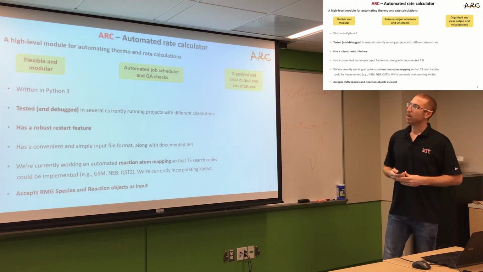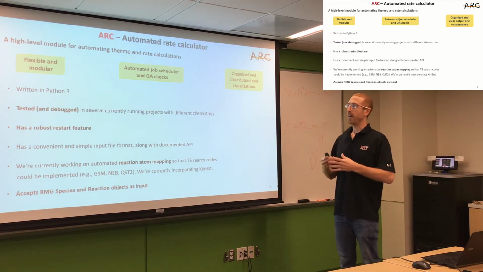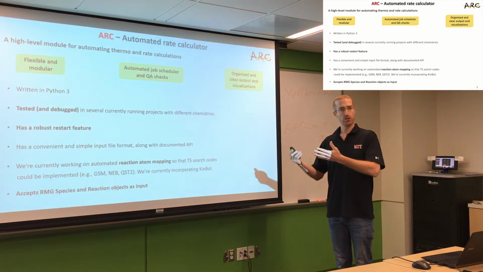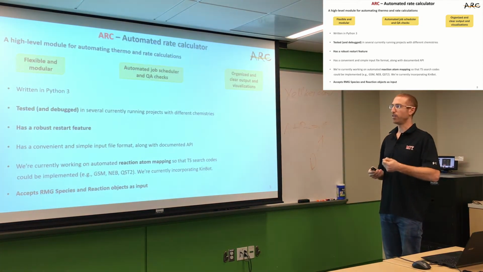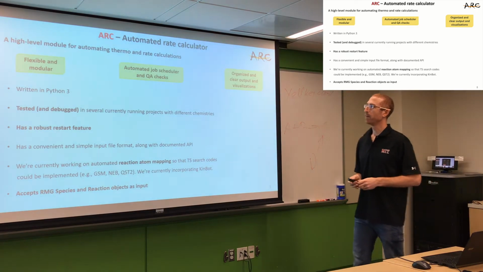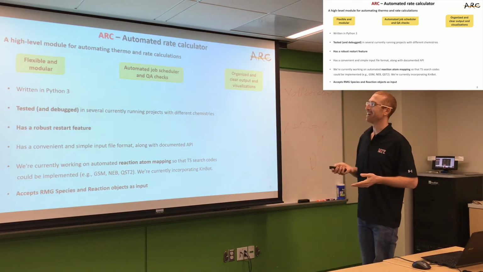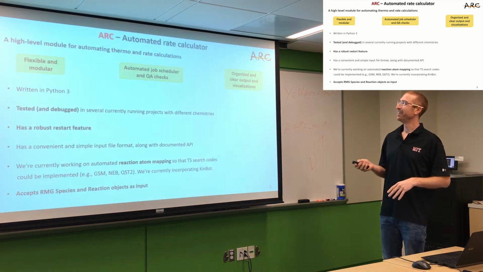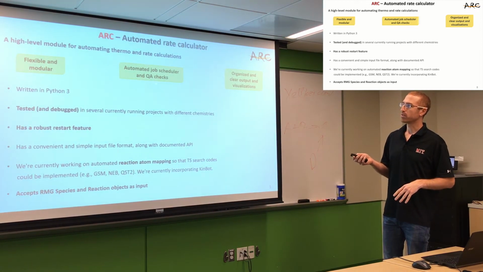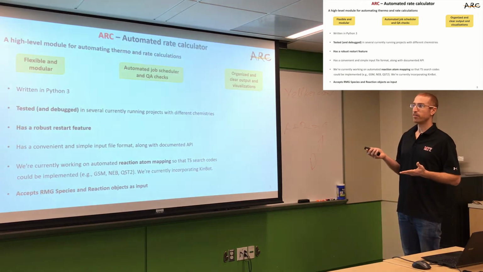So what can I say about Arc, the automated rate calculator? Arc is a high-level module. It automates what we just discussed, the quantum calculations, and actually achieving thermodynamic properties and rates. I think it's flexible. I think it's modular. I will show that we can have a higher degree of modularity. It has an automated scheduler and quality assurance, so troubleshooting as well. I think it's organized and we have nice documentation.